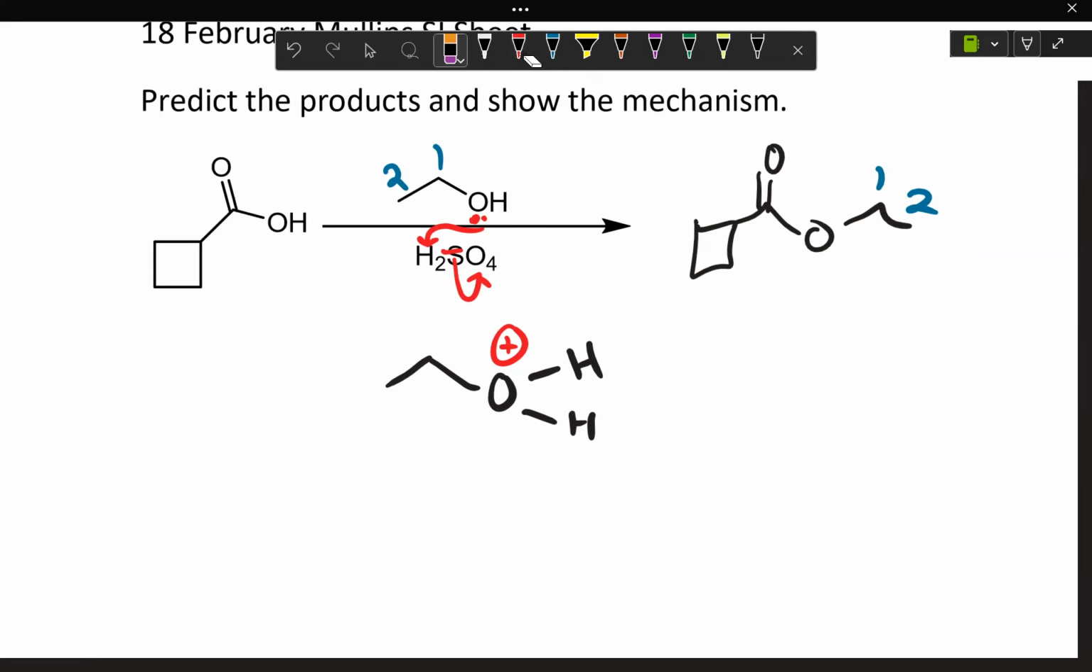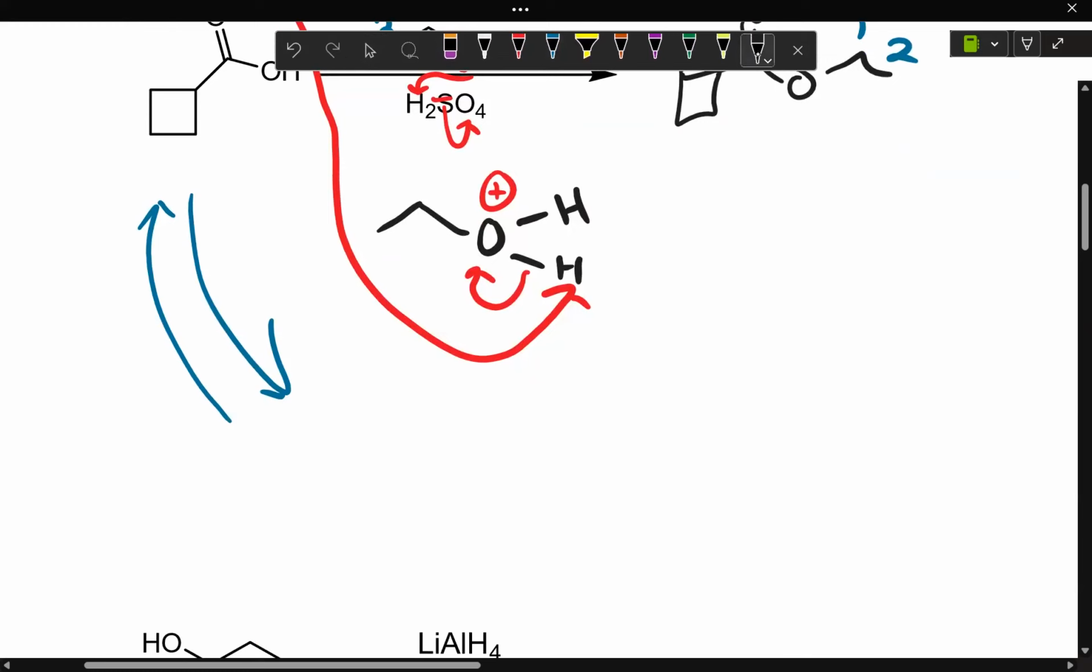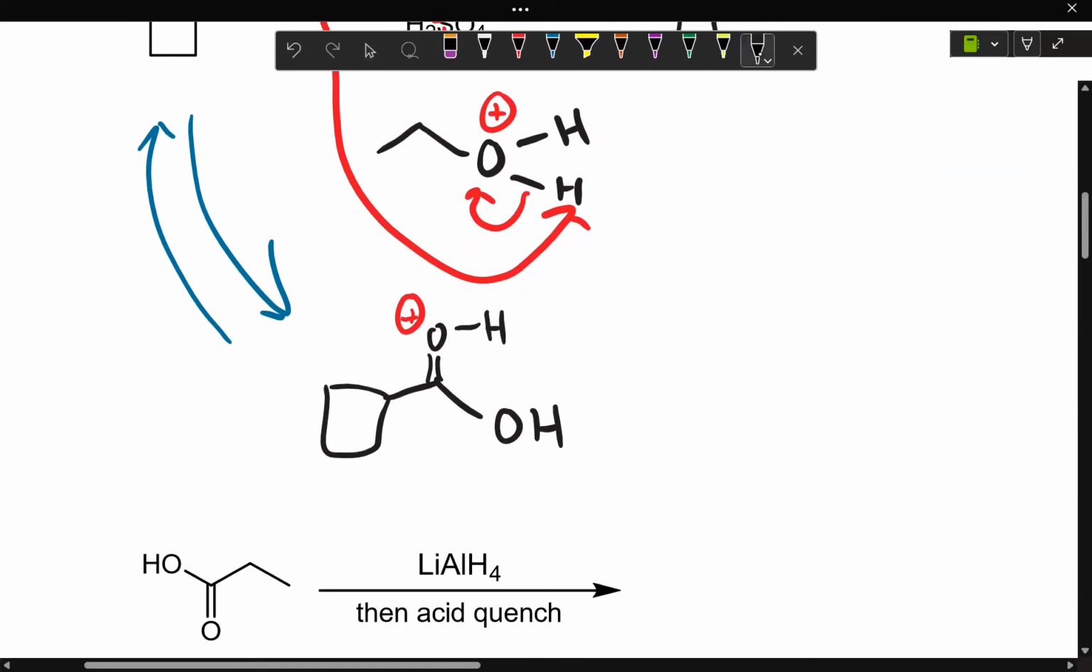But ethanol is a poor nucleophile, so we're going to make the electrophile a stronger electrophile by protonating the carbonyl oxygen. So that's the first step. And this is going to give us the protonated carbonyl, stronger electrophile than just a normal carbonyl. And that allows a poor nucleophile, like ethanol, to attack.